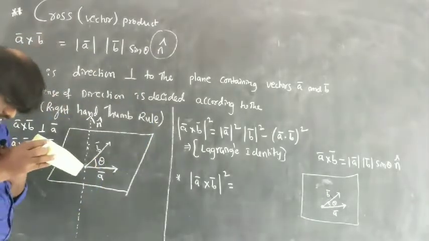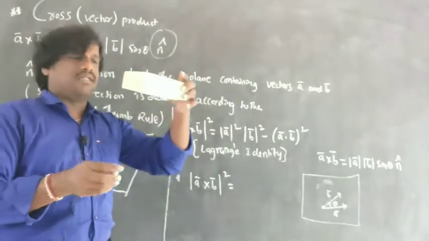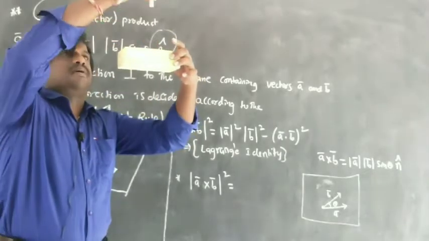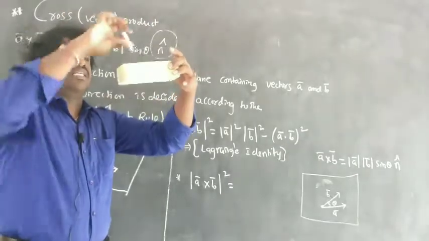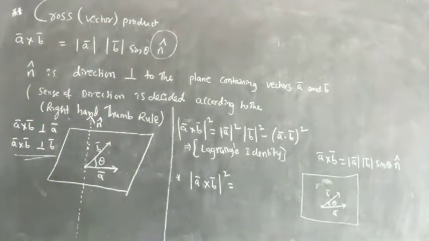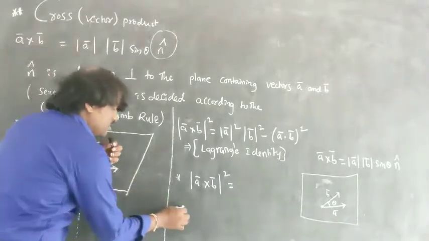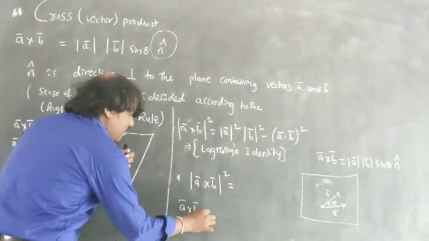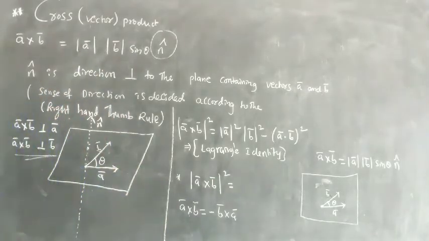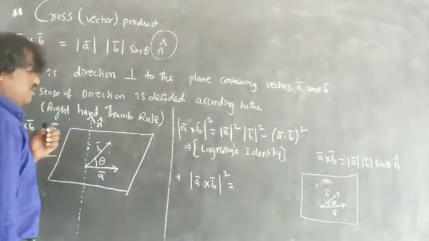I'll explain it to you clearly. Okay, this is the plane. So for this plane, this is perpendicular, and this direction is also perpendicular. So these two directions, two perpendiculars, will be there, right? That is what I want to say. So A cross B is equal to minus B cross A, meaning these two will be opposite in direction. Hope you understand that A cross B is equal to minus B cross A.